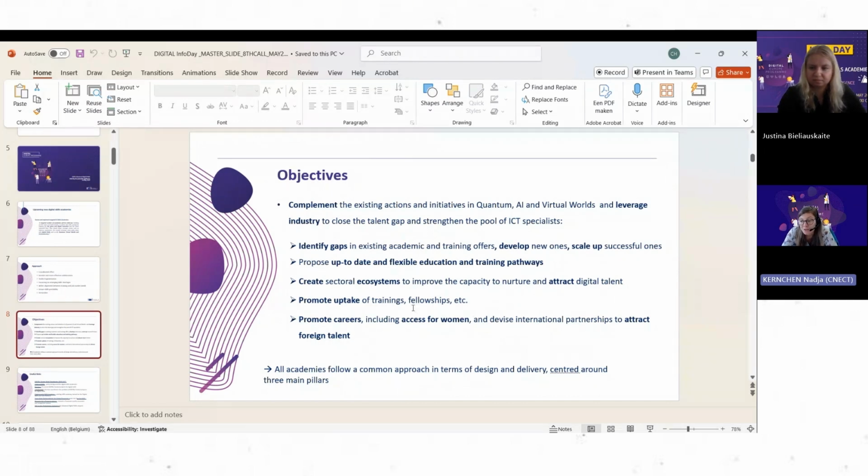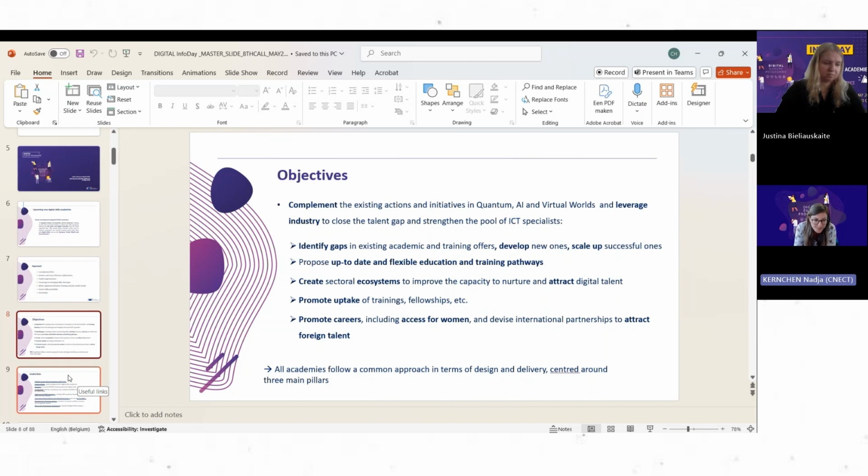It's also about promoting careers, so really making sure that young people know how attractive digital careers are, especially also in terms of facilitating the access for girls and women to digital careers. And then, of course, also devising international partnerships and attracting foreign talent. This is a very timely discussion, I think. As everybody knows, it's really also about figuring out how can we attract third country talent, or how can we bring back EU talent that has maybe left to work in the US, in other parts of the world. So those are really, I would say, the general objectives.